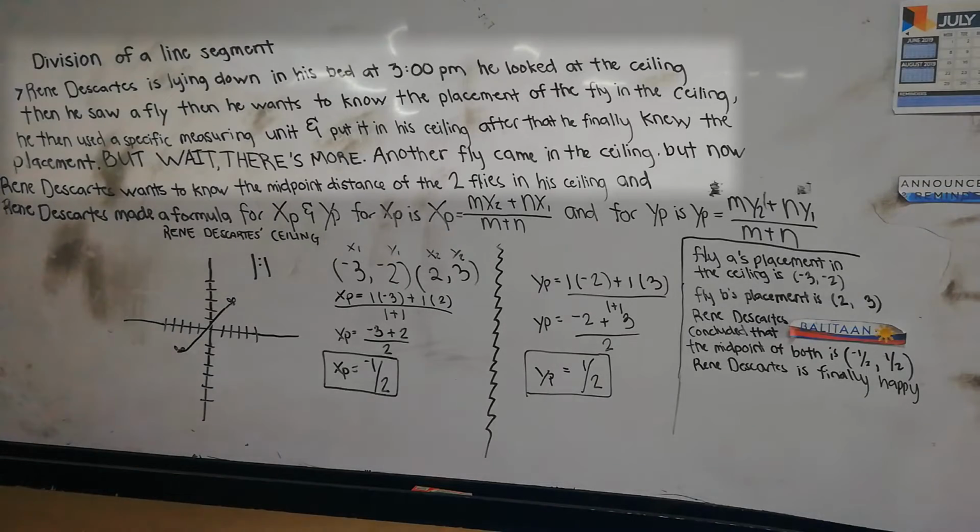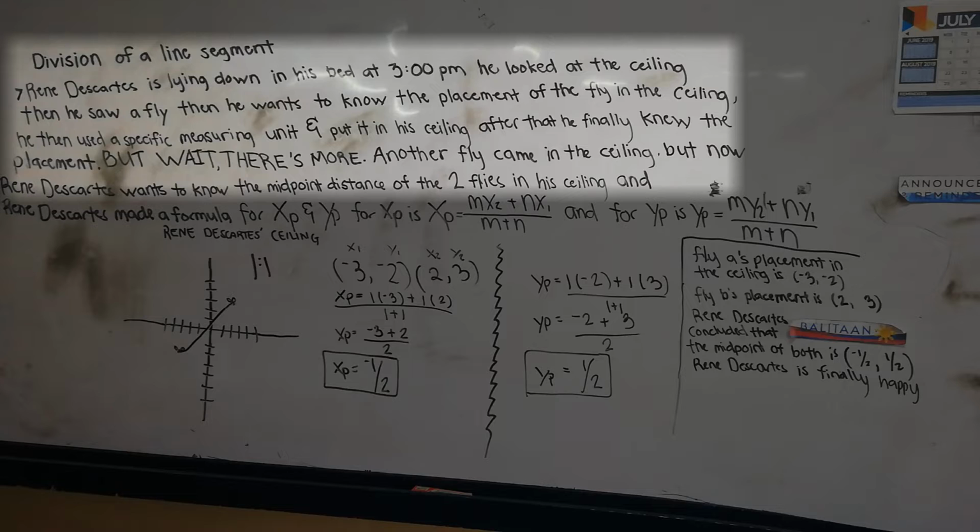Division of a line segment. Rene Descartes is lying down in his bed at 3 p.m. He looked at the ceiling, then he saw a fly. Then he wants to know the placement of the fly in his ceiling. Then he used a specific measuring unit and put it in his ceiling. After that, he finally knew the placement.